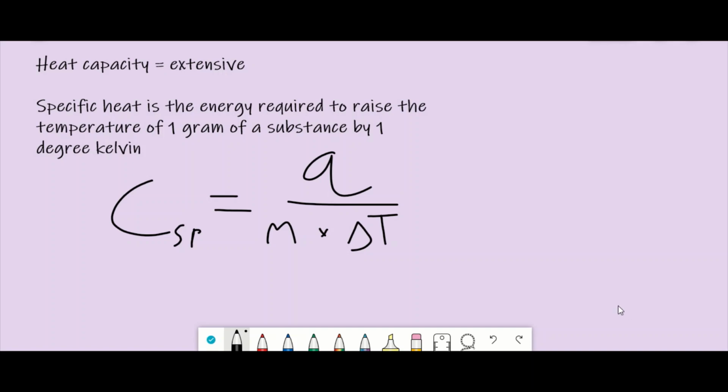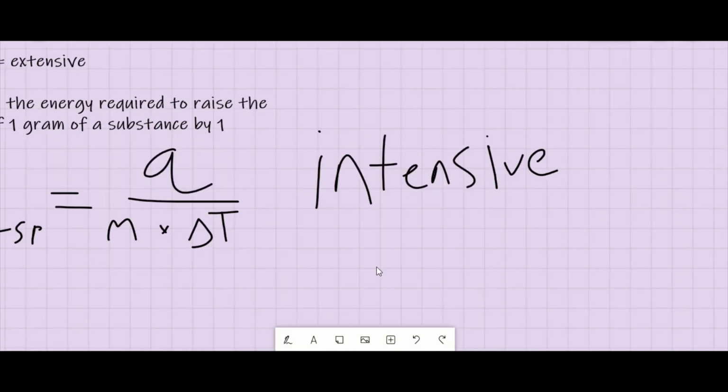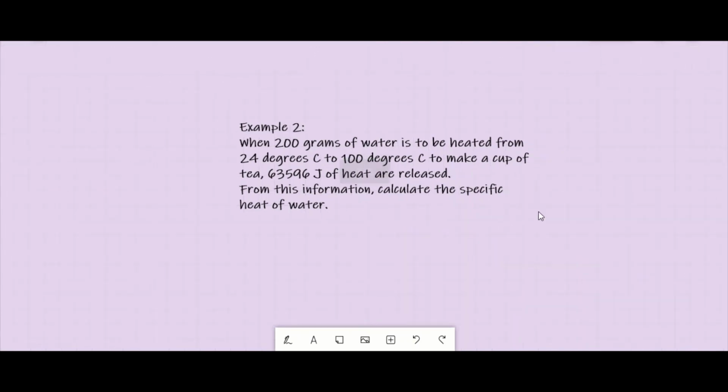In this case, mass is now in the denominator, and because of that, it is an intensive property. So it does not matter how much you have, the specific heat will be the same for that particular substance. To go through an example, we're going to move over right here.